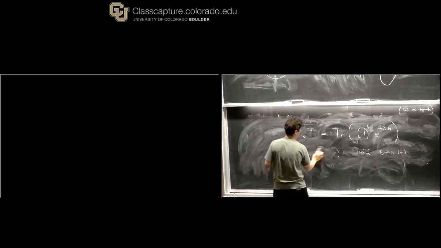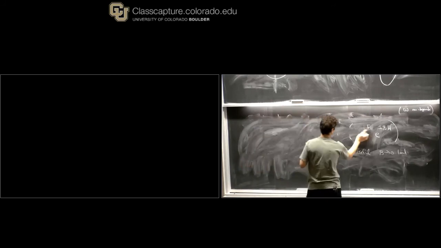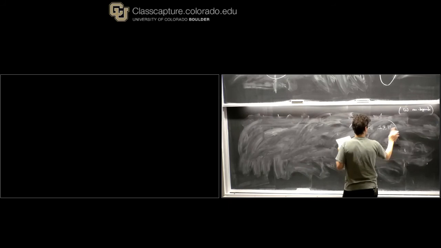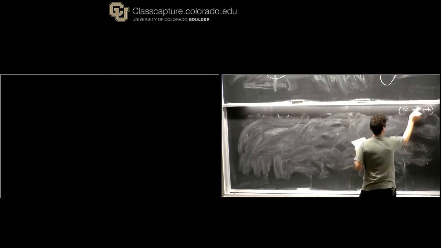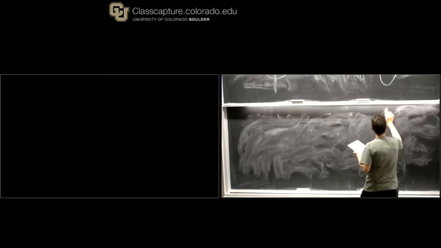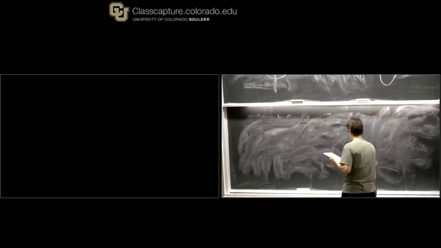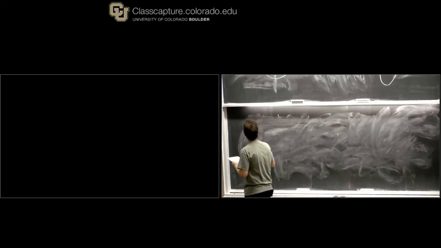How can we get an example where the index is 0? Well, one way to do that is to take a function that has no critical points. So let's imagine W of x looks like this. So there are no critical points.